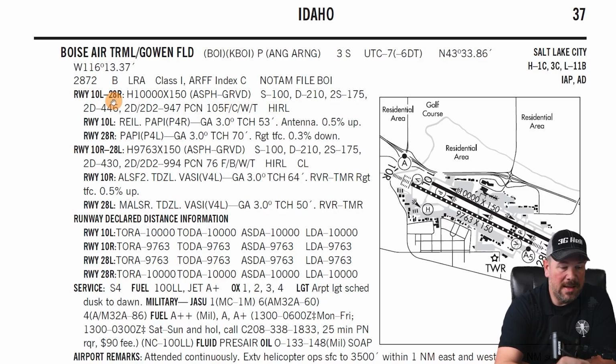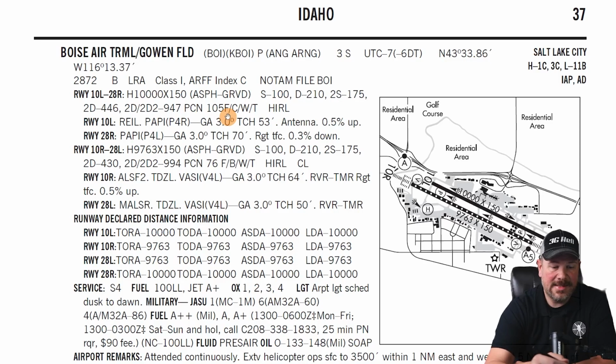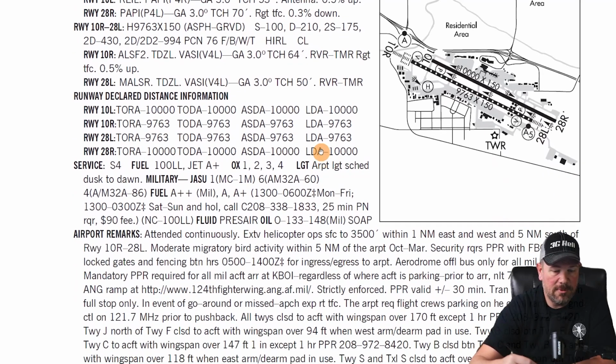There's all kinds of runway information for runway 10 left and 28 right, and then 10 right and 28 left. The runway end identifier lights, the PAPI lights, all kinds of information about the runways. This is the dimension of the runway, so it's 9,763 feet by 150 feet wide. It's asphalt and grooved. S100, D210, and 2D 175. All of these are weight restrictions for the airport runway. I mean, it's just so much information here.